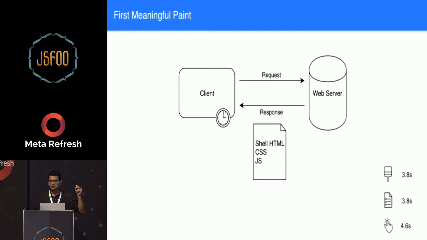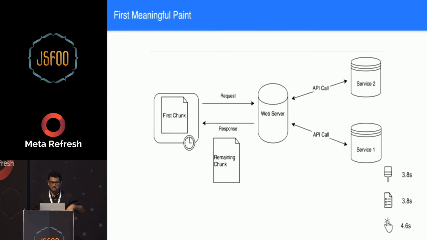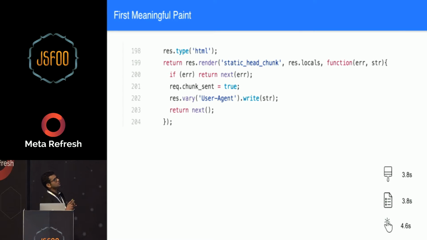So apart from this, we did one more thing. Continuing on the philosophy of pushing the response as soon as possible, when we were analyzing our pages, there were a few parts of the pages that were almost constant for every route. The head part with the CSS and a few links was almost constant for every route. So what we did is streaming HTML, or streaming the response from the server.